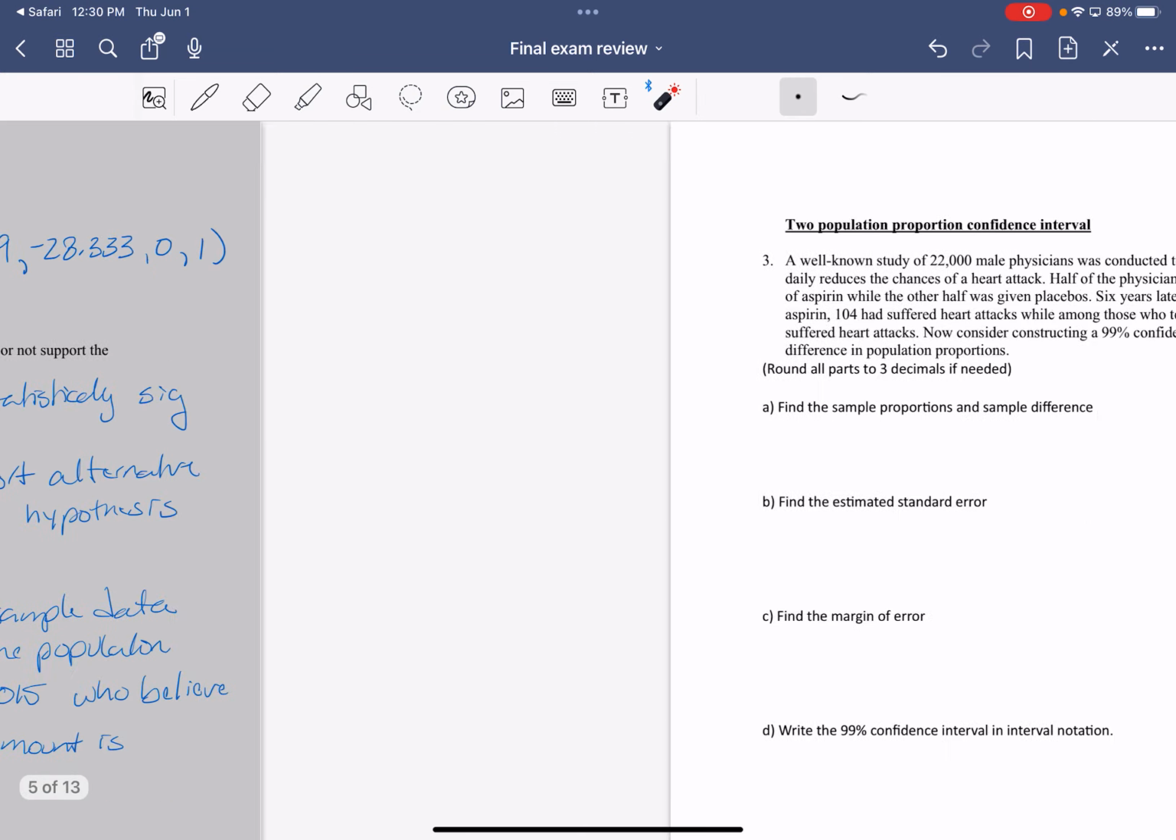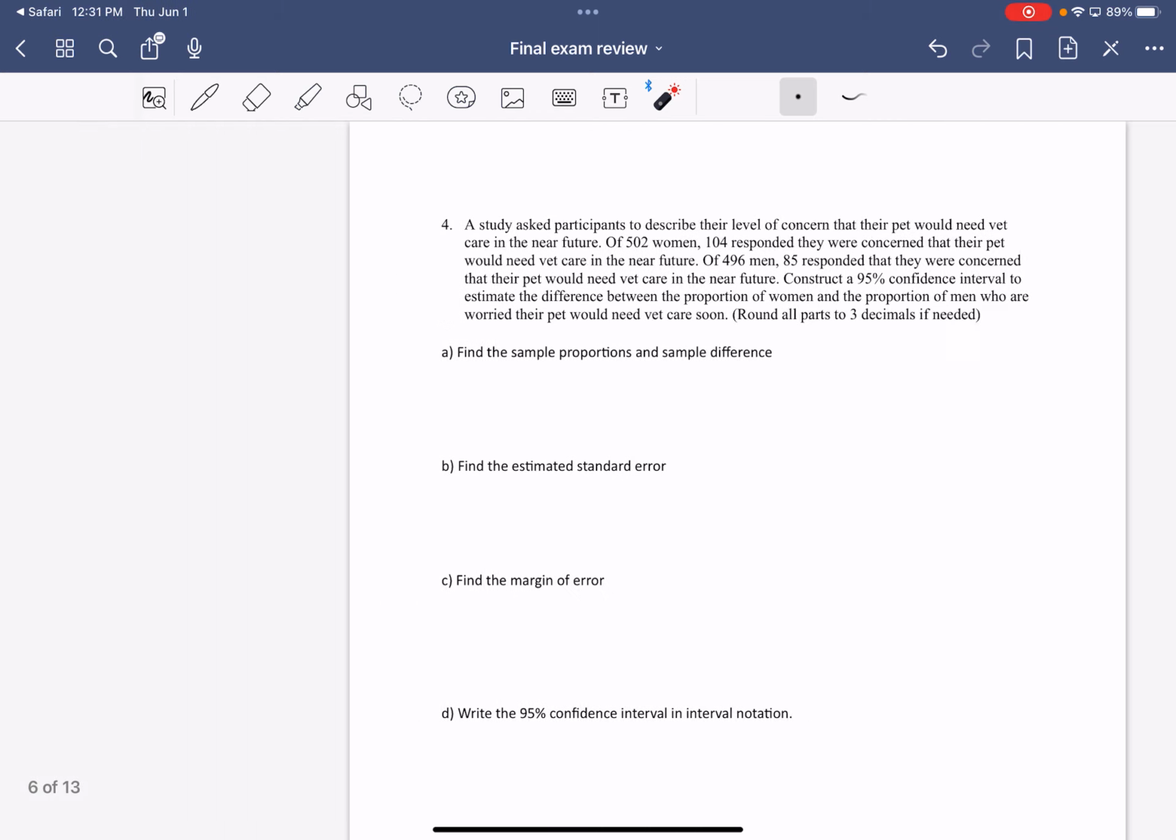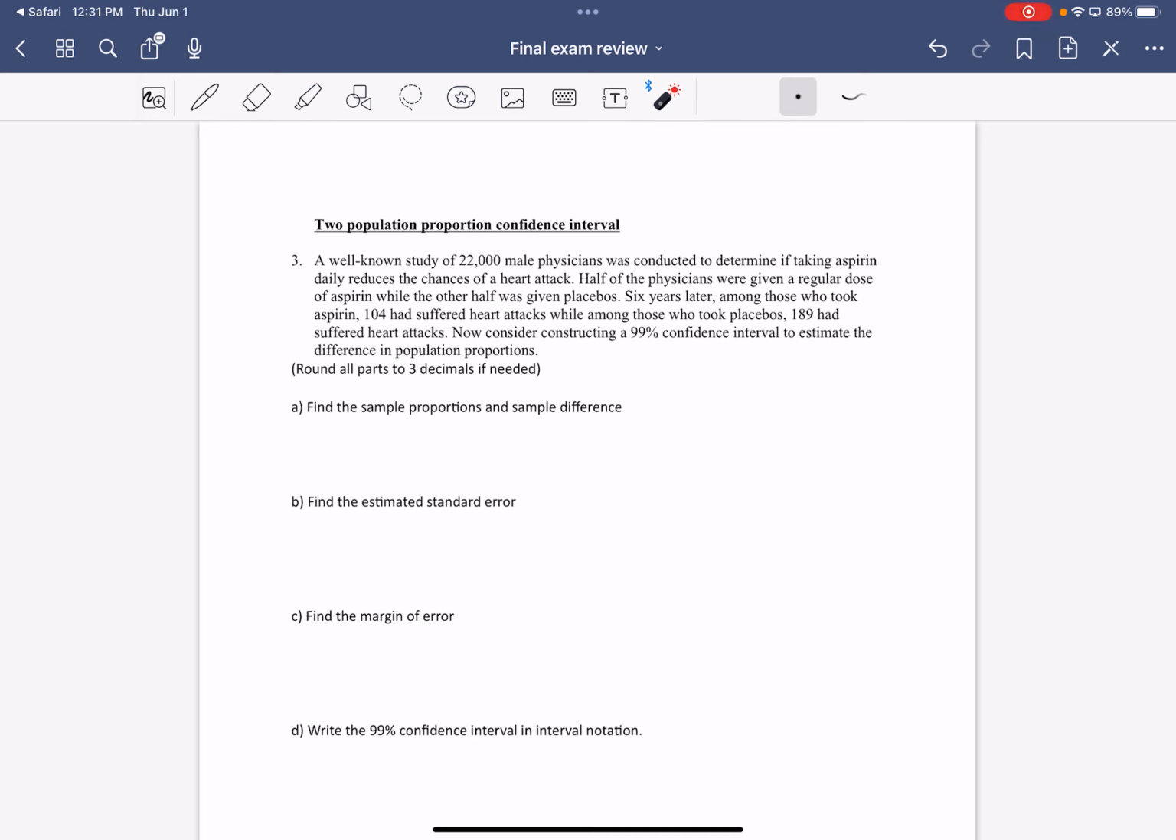So next, we're changing topics. We're now doing 2 population proportion confidence intervals. There will be one problem on the final exam free response that's like this, and I have 2 examples to work through with you.